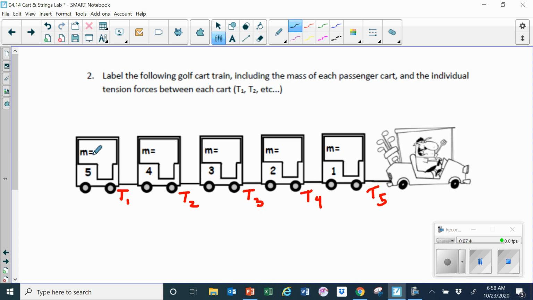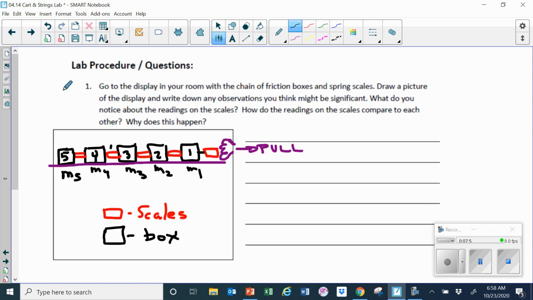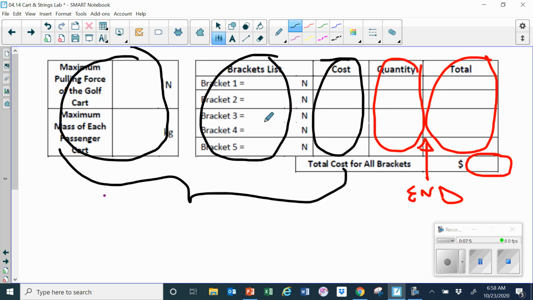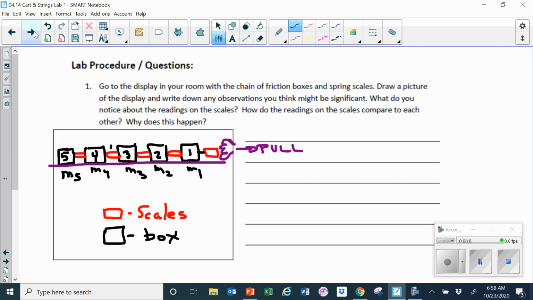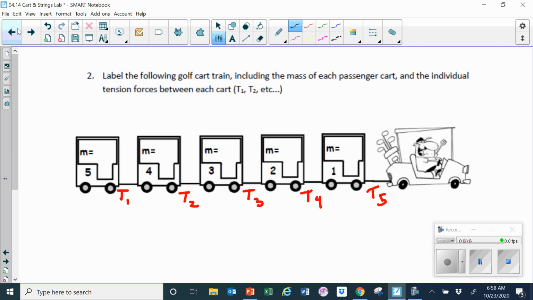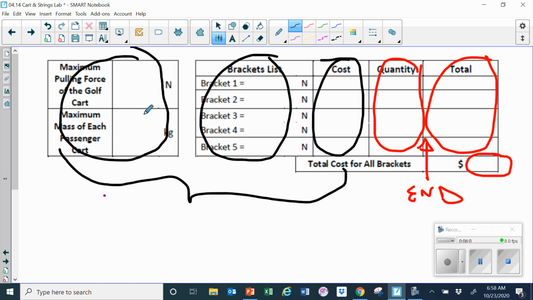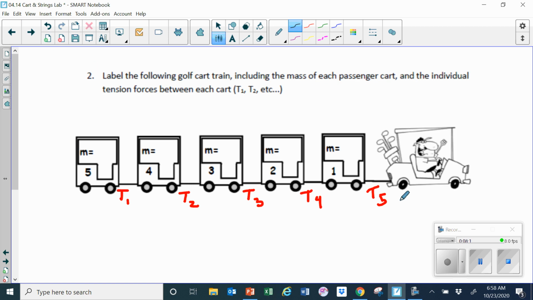Also, each cart will have a certain mass, and we provided you that mass. The mass we provided you for each cart is right here, so you know the mass for each of these carts. We've also provided you the maximum pulling force of the golf cart, so we've told you how much pulling force the golf cart can exert on the train.